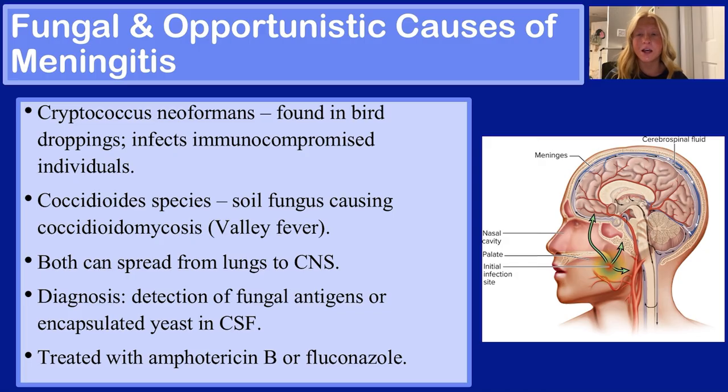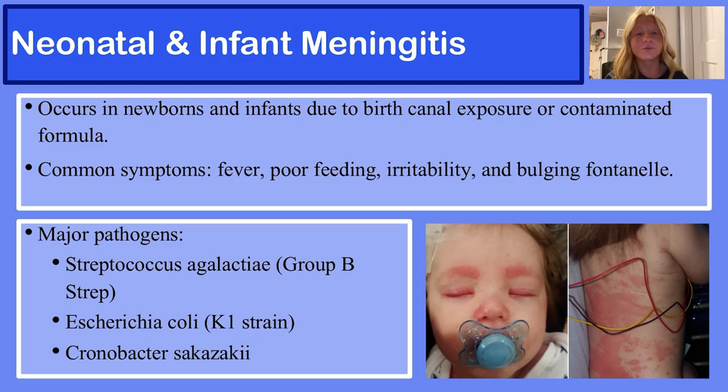And then Coccidioides infection begins as lung disease, but then it can disseminate into the meninges. And these cases are diagnosed by finding encapsulated yeast in the CSF, and then treatment involves antifungal agents. And though it's rare, these infections are often slow onset but become deadly without long-term therapy and treatment.